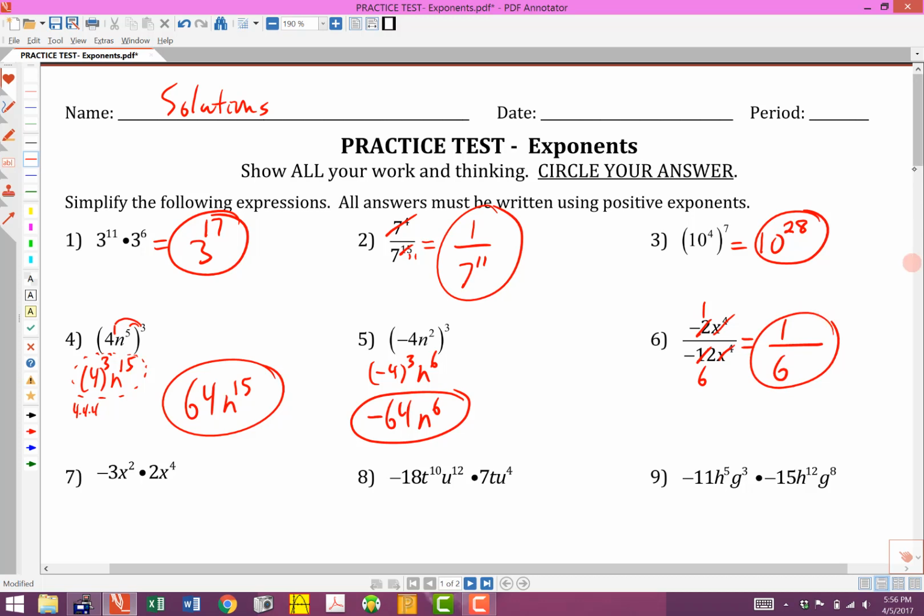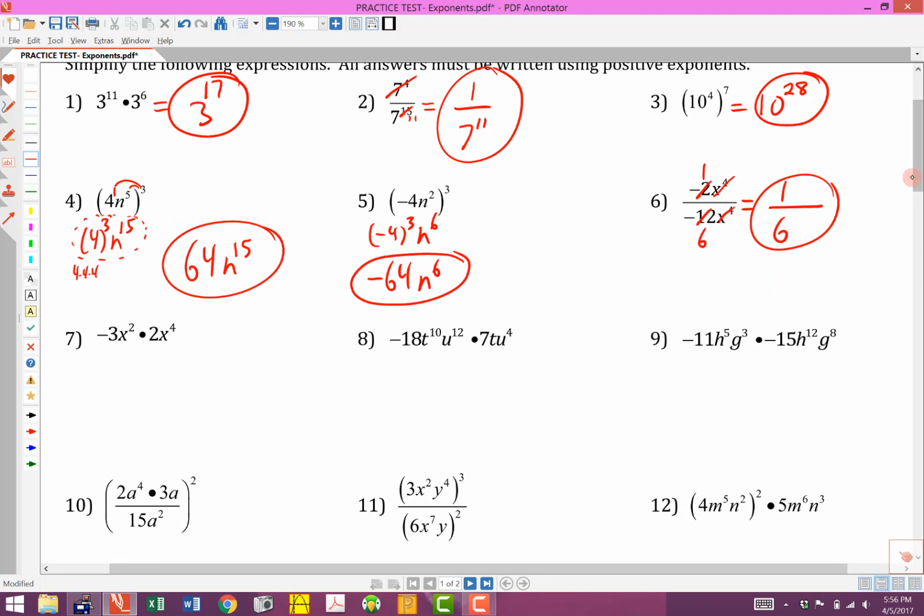Let's take a look at the next one, number 7. We've got some coefficients here. We'll go ahead and multiply those together. So we have negative 3 times 2. That's going to be negative 6. We've got x squared times x to the 4th. Same base. We're multiplying, so we add the exponents. 2 plus 4 is 6. That's it. Don't get confused by the negative here. The coefficient is negative, but we don't have any negative exponents yet, so we certainly don't need to use that whole reciprocal idea and flip that down on the bottom and stuff like that.